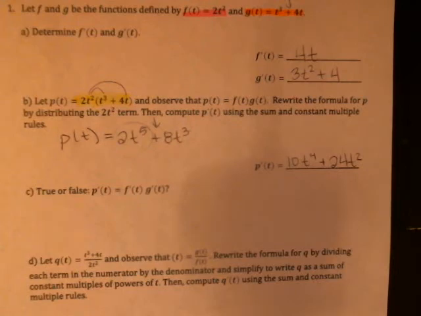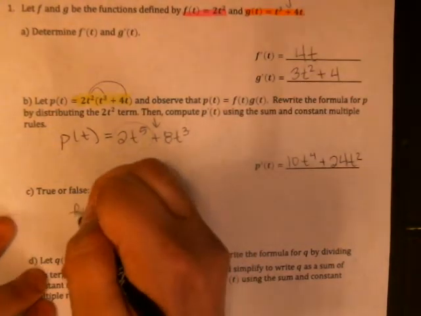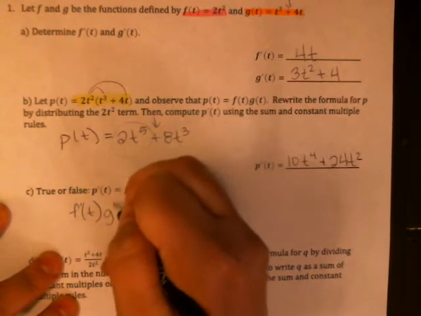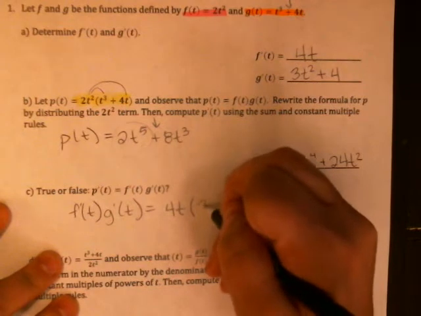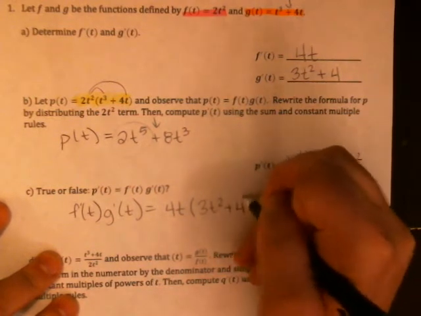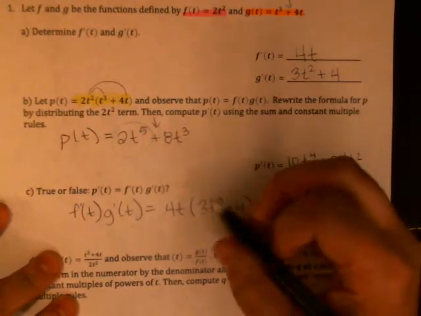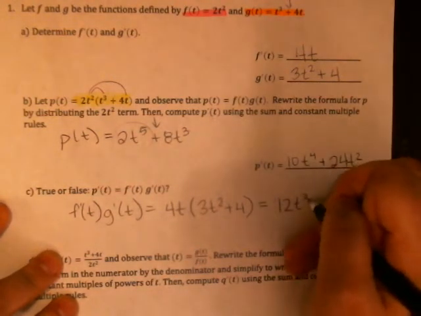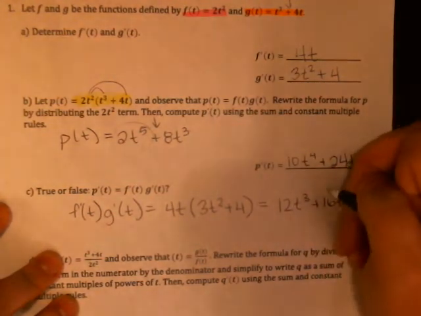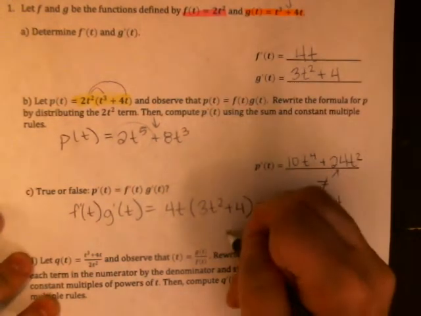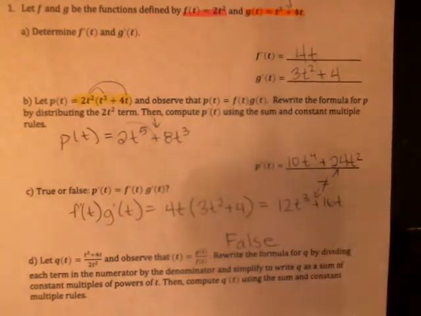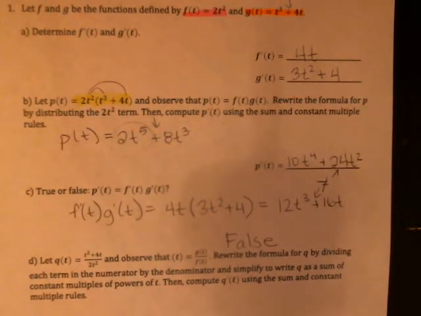We used rules that we know, so we rewrote it as a sum and then applied all the rules that we have. So the question is, does that equal f prime times g prime? If we take f prime and multiply it by g prime, f prime was 4t and g prime was 3t squared plus 4. And if we distribute that in, we get 12t cubed plus 16t, which absolutely does not equal what we got when we took the derivative of p using rules that we know.